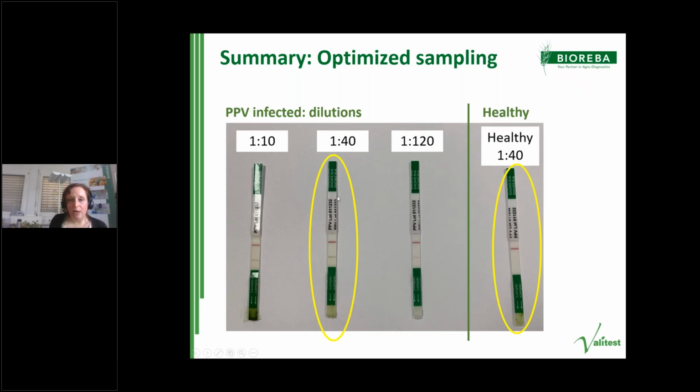You have the optimum 1 to 40, where you see a very nice test line and the control line, only the control line for the healthy sample. Now you see the test line in the too diluted sample is much less pronounced, and also the line is less pronounced for the too dense sample. And here especially you can encounter a problem because the strip can get blocked. You see this very greenish plant sample remainings at the bottom, and this can completely block your test.